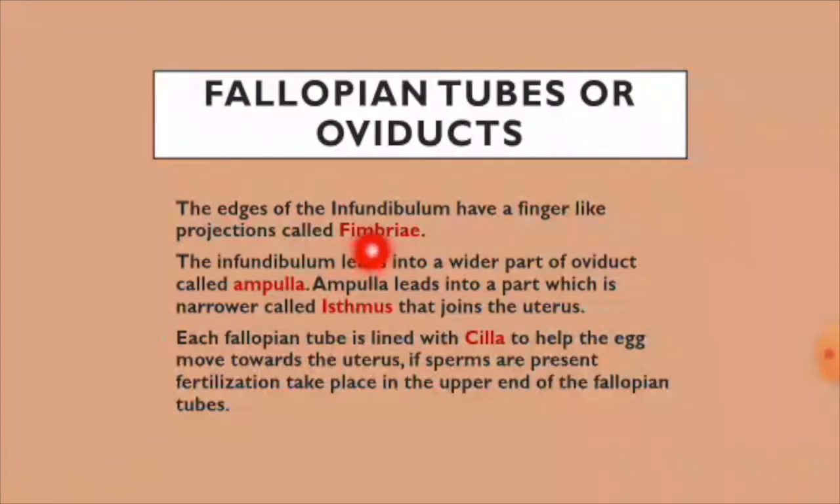The edges of the infundibulum have finger-like projections called fimbriae. The infundibulum leads into a wider part of the oviduct called ampulla. Ampulla leads into a narrower part called isthmus that joins the uterus. Each fallopian tube is lined with cilia to help the egg move towards the uterus. If sperms are present, fertilization takes place in the upper end of the fallopian tubes, that is, the ampulla-isthmus junction.